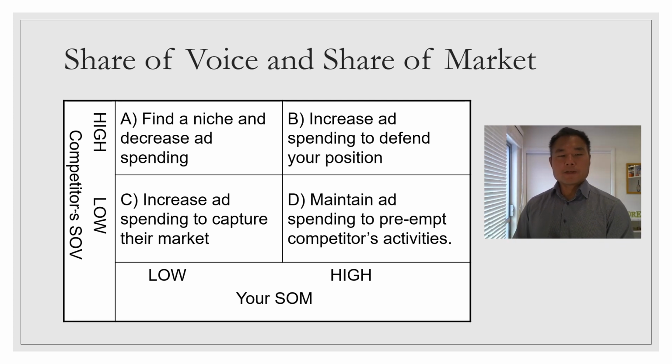Quadrant B, so this is when you're both relatively dominant companies. You have a high share of market and your competitors have a high share of voice. Unfortunately, the only thing you can do there is to continue the arms race of advertising, a term that we refer to in terms of the biggest companies usually having to outspend each other in their advertising.